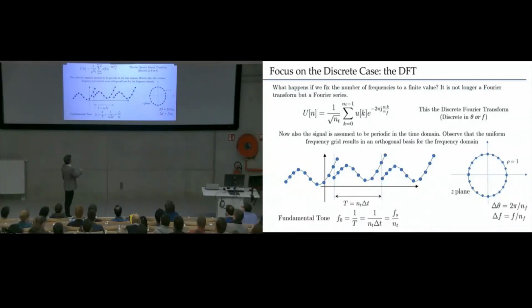So, okay, f0 = 1 over T is also the smallest frequency that you can see. I have uniformly sampled, and because they are uniformly sampled, I can make orthogonal bases out of that. And so I can write this as matrix multiplication. We will do this this afternoon.